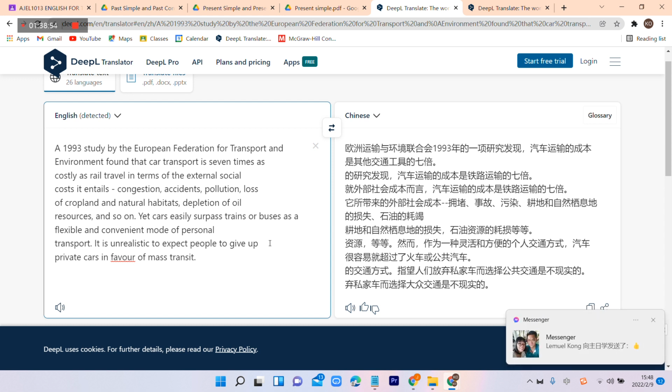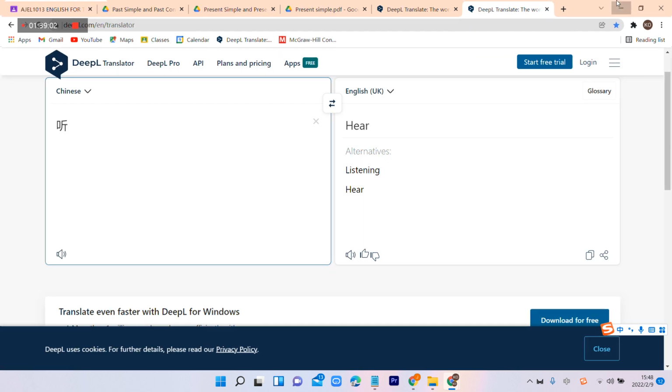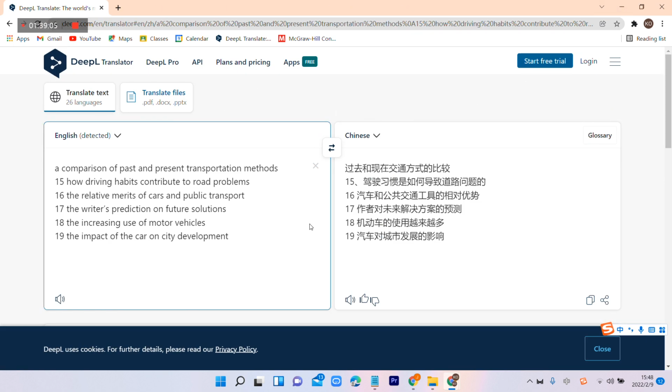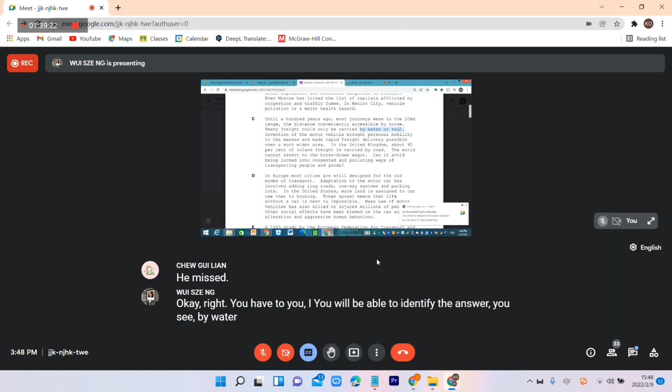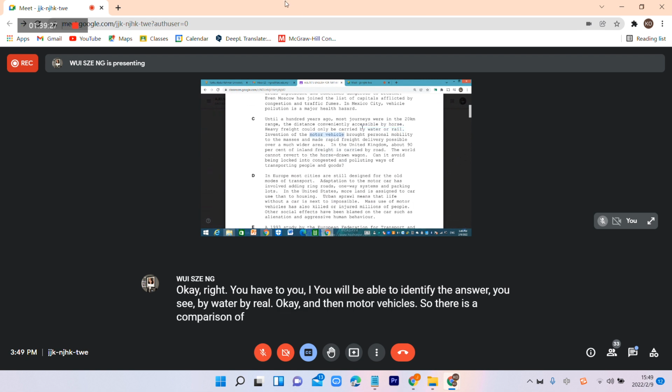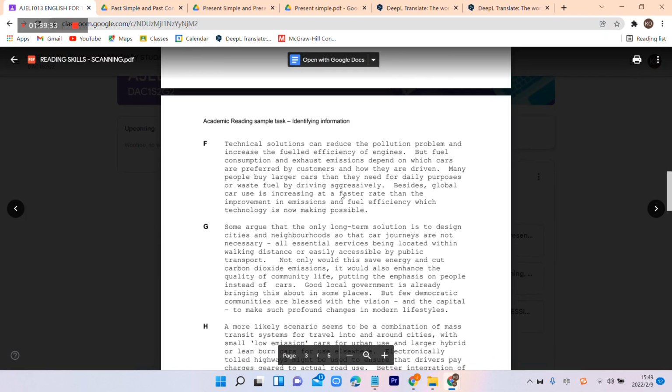Okay, right. Let's check the answers. Which paragraph makes a comparison of past and present transportation methods? Paragraph C. Now how do you identify the answer? You see by water, by rail, and then motor vehicles. So there is a comparison of transportation methods in the past and present. So the answer is paragraph C.